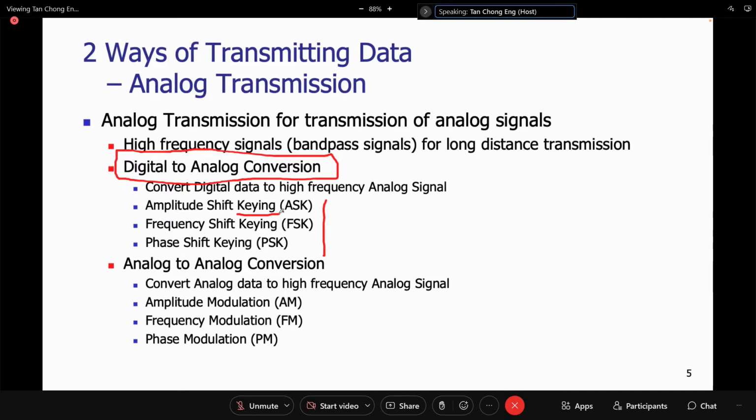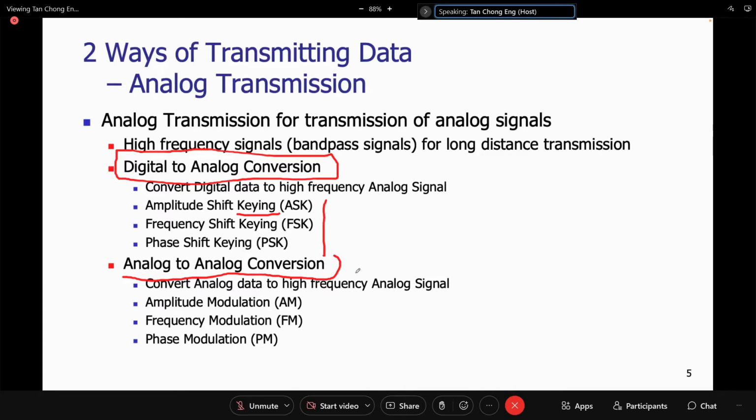And of course, there is another type, what we call analog. If your data is analog, just like my voice over the microphone, for example, if I'm a radio station DJ and I broadcast my voice using FM, my voice is analog, but the broadcast I'm using is FM, which is frequency modulation. So it's also an analog transmission, an analog signal. So it's analog to analog conversion.